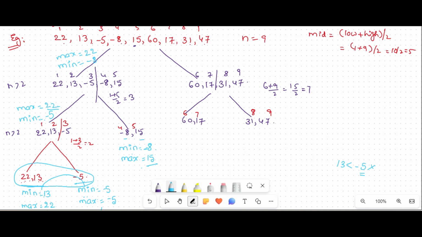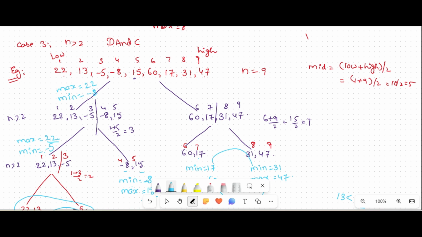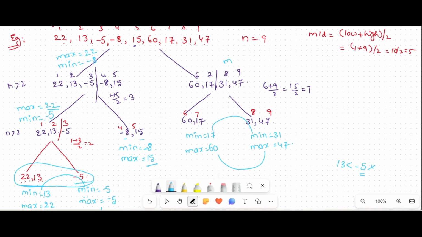Now coming to this point, this is 60 and 17. Which one is minimum? Minimum is 17. Maximum is 60. Why? Because n is equal to 2. Again here minimum equal to 31, maximum equal to 47. Okay, so sub-problem solution completed. Now combine these two. That means this minimum we have to compare with this, maximum we have to compare with this. Okay, so now how do we get it? So now by comparing these two, now minimum is 17, maximum is 60.